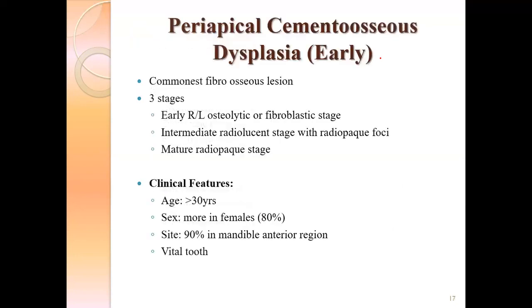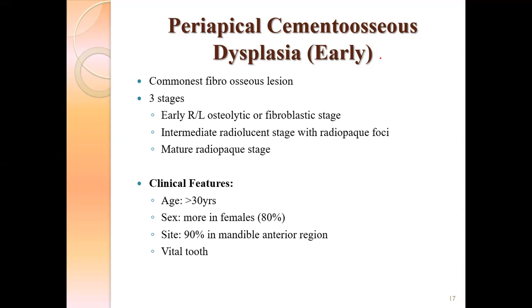Next periapical lesion is early stage of periapical cemento-osseous dysplasia. And this is the most common form of fibro-osseous lesion. And this lesion, that is periapical cemento-osseous dysplasia, has three forms: an early osteolytic form, an intermediate mixed radiolucent radio-opaque stage, and a mature radio-opaque stage.